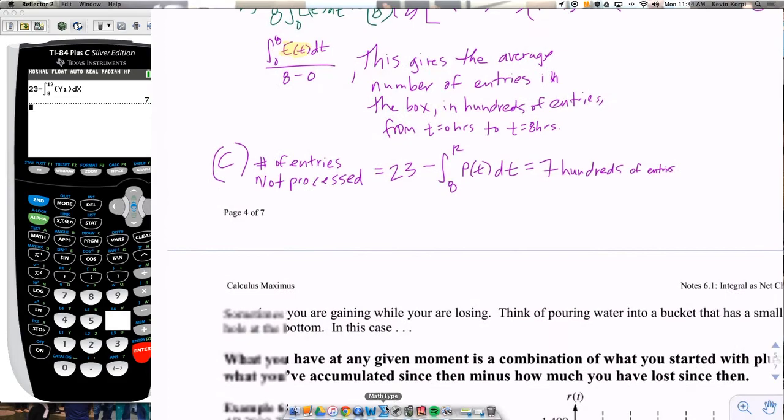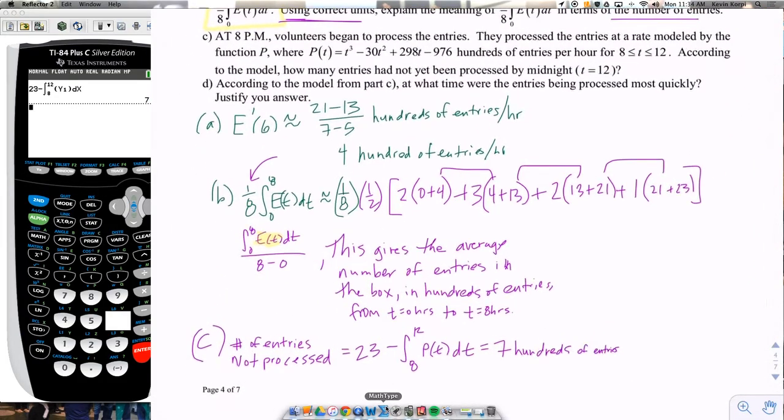Okay. Do we have to do anything else on that part? Nope, that's it. Part D, according to the model from Part C, I remember that, at what time were the entries being processed most quickly? The entries are going to be processed most quickly when what?